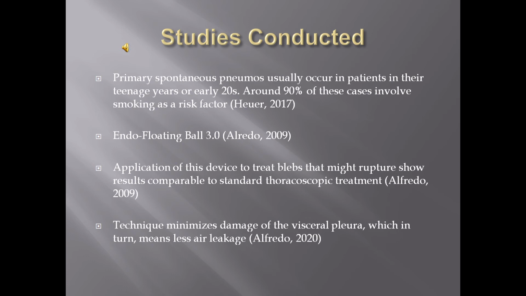The Endo-Floating Ball 3.0 is an endoscopic device used for liver resections. A study of the application of this device to treat blebs that might rupture shows results comparable to standard thoracoscopic treatment. Keeping invasiveness to a minimum, 2 incisions are made in the axillary triangle. The thoracoscope and endofloating ball go in, treatment is administered, and it may be coagulated with a saline-cooled device. This technique minimizes damage to the visceral pleura, which in turn means less air leakage.